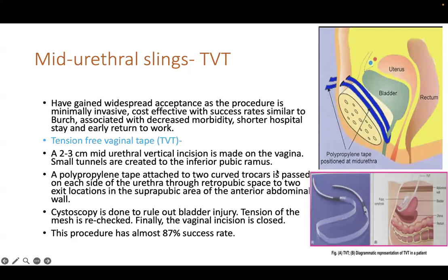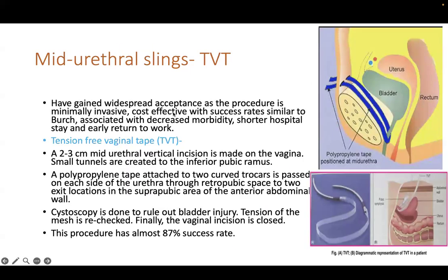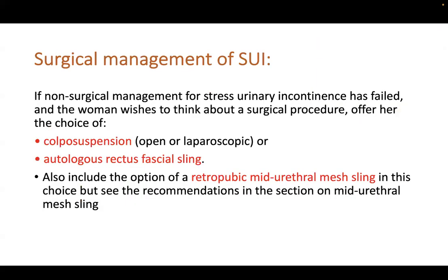So this is the polypropylene mesh that we use in TVT or TOT operation, and the same thing we do by natural graft like fascia lata or rectus sheath. So this is the autologous fascial sling and this is the mesh TVT, TOT, mid-urethral sling. All these things are not very important for part 3, I have taken these slides just for understanding.